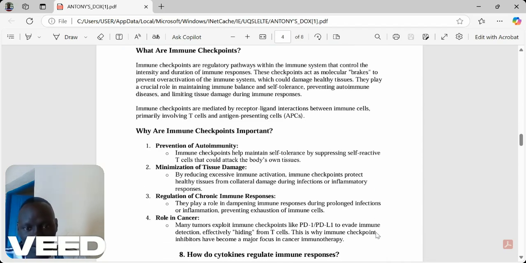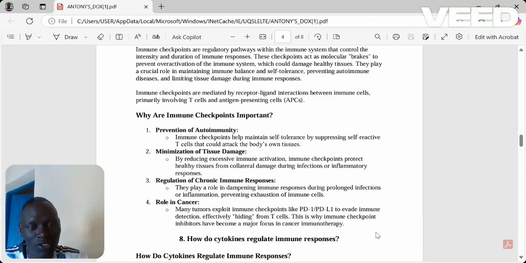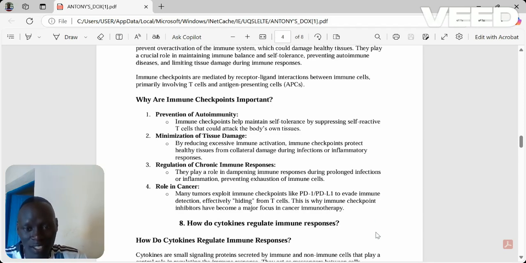One, it prevents autoimmunity. Two, minimization of tissue damage. Three, regulation of chronic immune responses. How? They play a role in dampening immune responses during prolonged infection or inflammation, preventing excess of immune cells, and they also play a role in cancer.